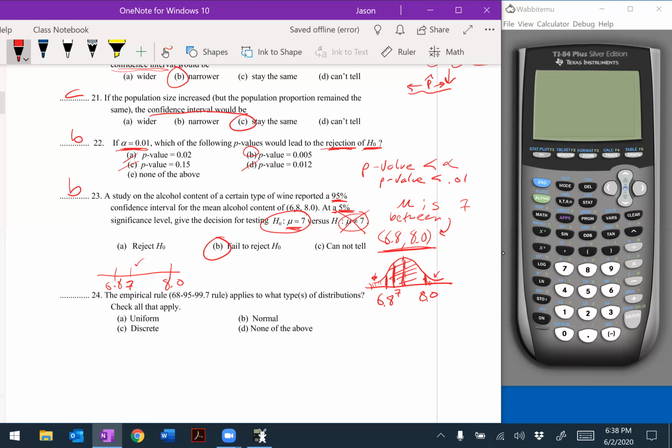Okay, the empirical rule, 68, 95, 99.7, applies to what type of distributions? Uniform, discrete, normal. Normal. It must apply to normal distributions.